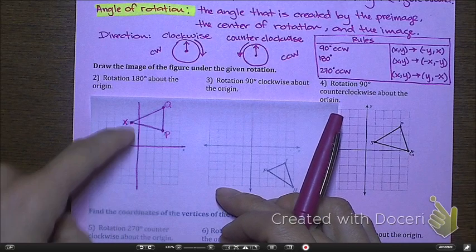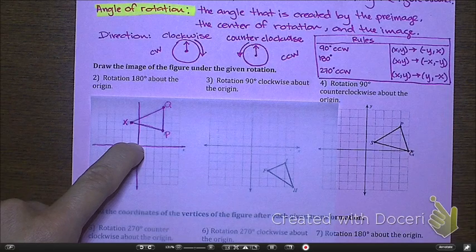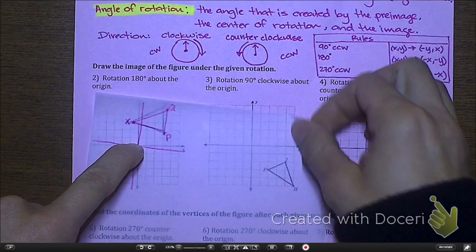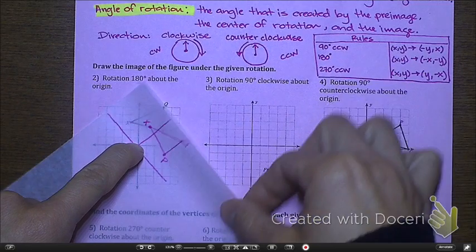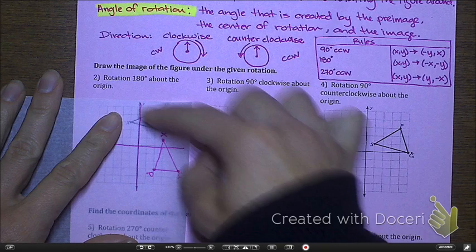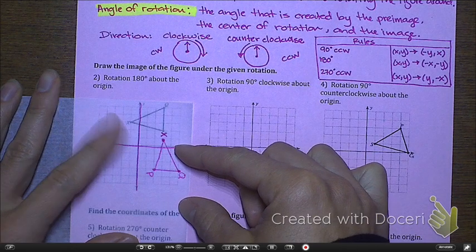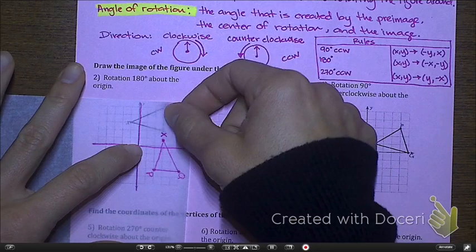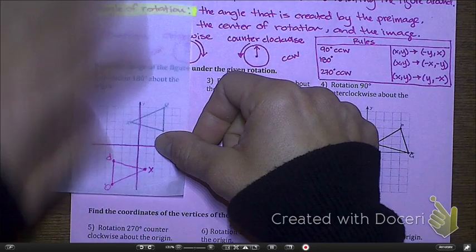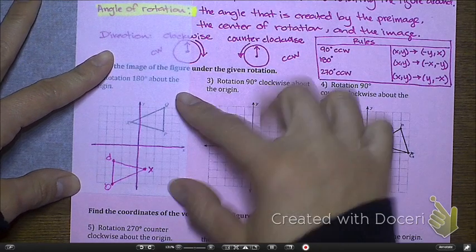So I want to rotate around this point 180 degrees, but I'm not sure which direction to go. So let's just see what happens if I go to the right. That would be going clockwise. So far that's a 90 degree turn. Does that make sense? Let's turn it one more time. That would mean 180 degrees. So look, there it is. There's 180 degrees if I went clockwise.